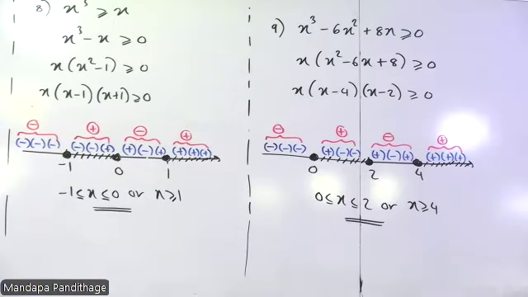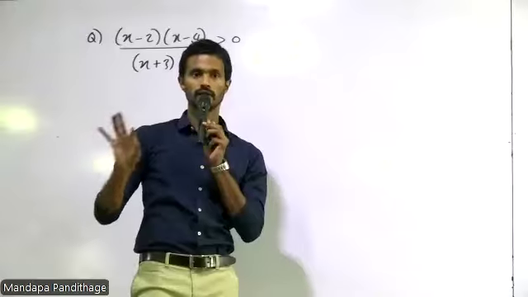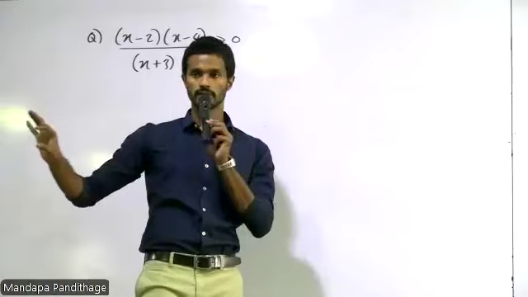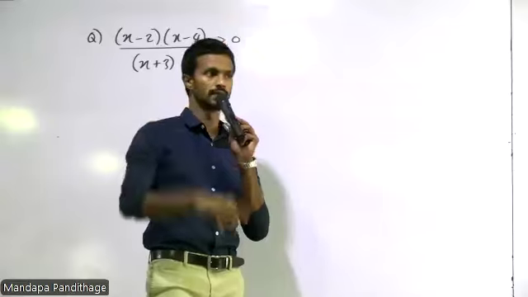Okay, now let's see. We are having a question like this in this way. Now listen, silence. X minus 2, x minus 4 over x plus 3. We have to find the region that is greater than 0. Now listen properly. When I was explaining about the sine curve method, did I mention that we can use this sine curve method only when we are having a product of factors? No, I didn't mention anything like that.